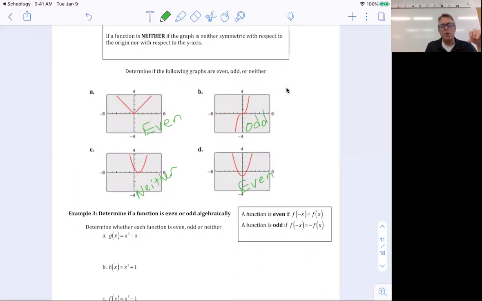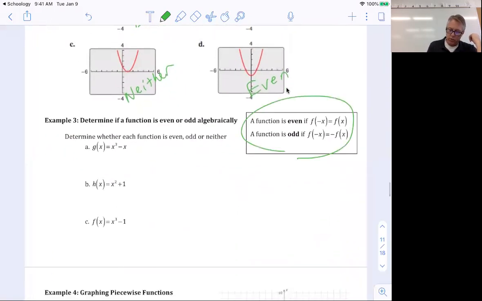All right, because now I'm going to show you algebraically how you figure out whether it's even, odd, or neither. And the key is this notation right here. So let me explain what that means. What that means is in the function, you're going to replace x with negative x. You're going to do that to test for whether it's even, odd, or neither. You always replace x with negative x.